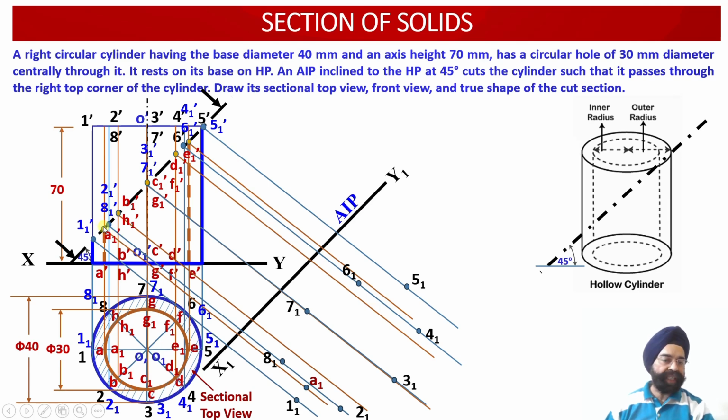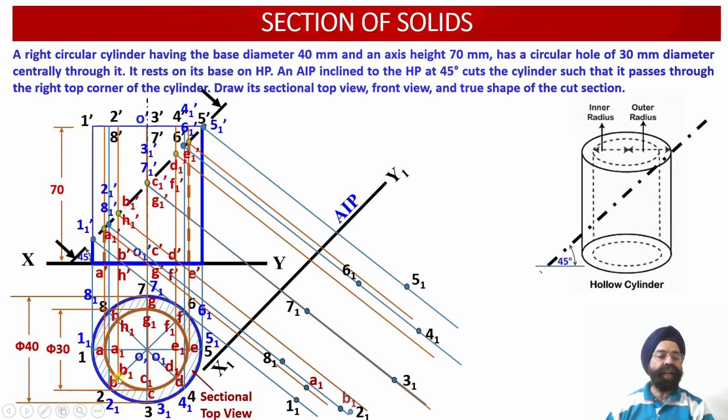Now onto the projector line emerging from A1 dash, same distance we have marked over here onto this particular projector line, that is the orange projector line. So this is the location of the point A1. So distance of point A1 from X1, Y1 and the distance of point A1 from XY will remain the same.